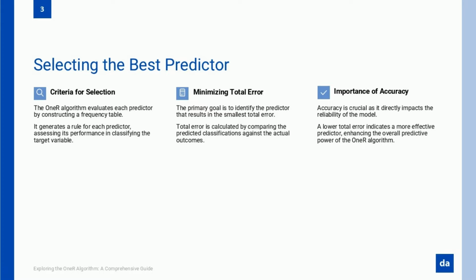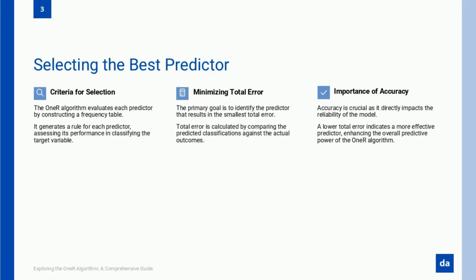The OneR algorithm evaluates each predictor in your dataset one by one and compares their performance in classifying the target variable. This performance is measured by a simple but critical metric, total error. Total error is calculated by comparing the predicted classifications based on the rules generated from the frequency tables to the actual outcomes in the data. The fewer errors a predictor makes, the better it performs.